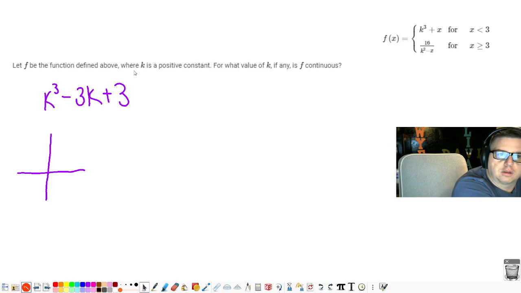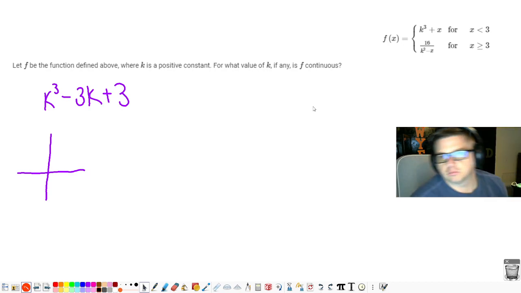Which, if we look, where k is a positive constant, does it have a positive solution? Unfortunately not. Just a negative one is all we get. So this one wouldn't have a solution.